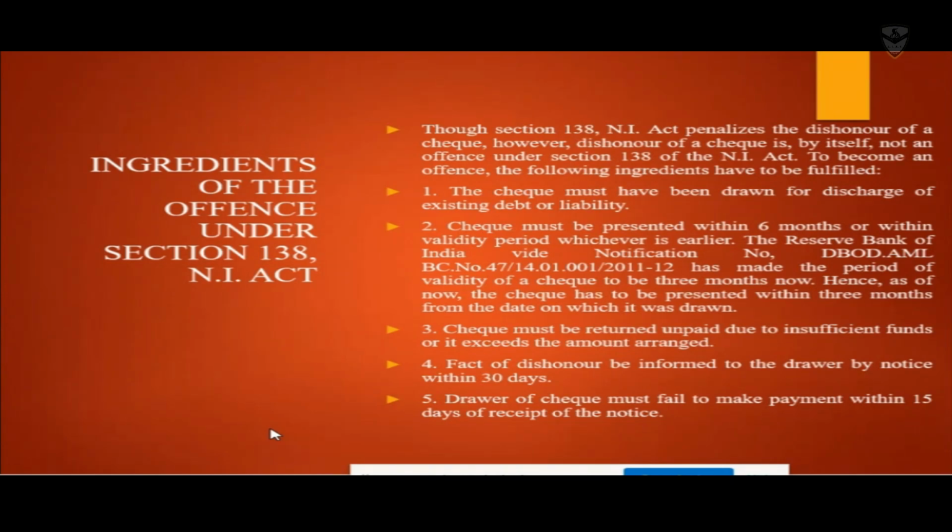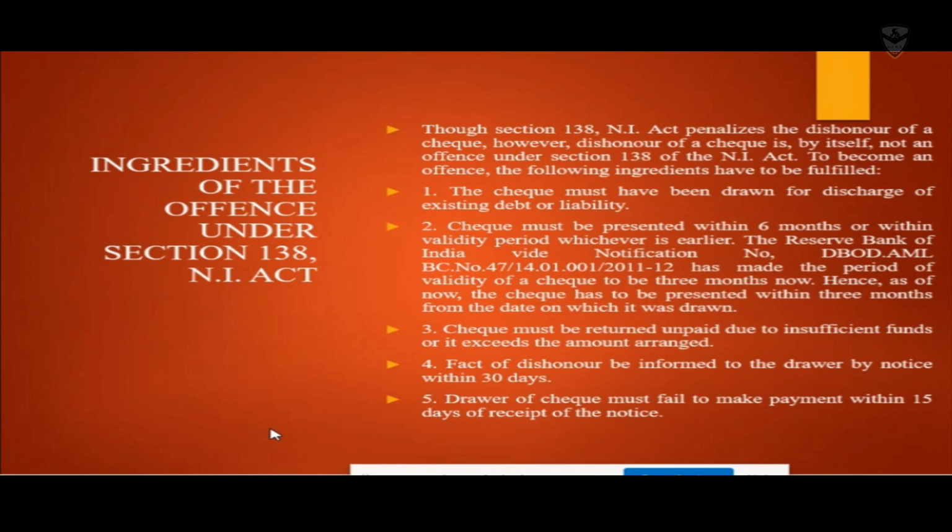Previously, the check had to be presented within 6 months. Now, in 2011-12, RBI came up with a notification where the period of validity of a check has been confined to 3 months. And as of now, the check has to be presented within 3 months from the date on which it was drawn.